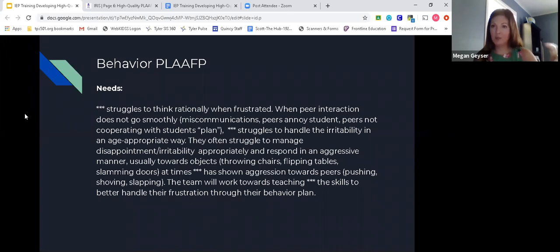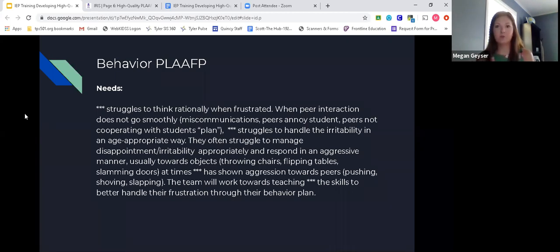And they have examples in here. That could be throwing chairs, that could be flipping tables. At times they show aggression towards peers. What does that look like? Because what I find to be aggression may be different than somebody else. So we want to have our set examples in there. When the student is aggressive, that's what this looks like. Pushing, shoving, slapping. And then the team will work towards teaching the student the skills to better handle their frustrations.